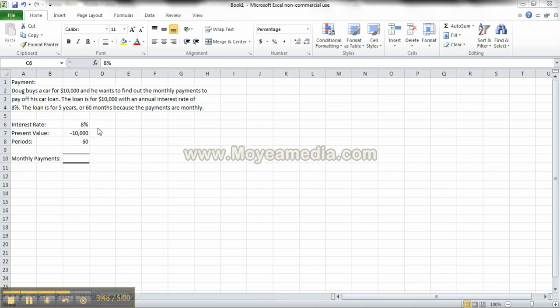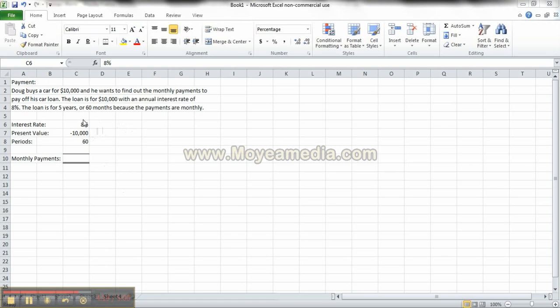Alright, the next function we have for you guys is a payment function, which calculates the payment required to reduce a loan from a supplied present value to a specified future value. So the example we have, if Doug buys a car for $10,000 and he wants to find out the monthly payments to pay off his car loan, and the loan is for $10,000 with an annual interest rate of 8%, and then the loan is for 5 years or 60 months because the payments are monthly, so we need the units to be in months.